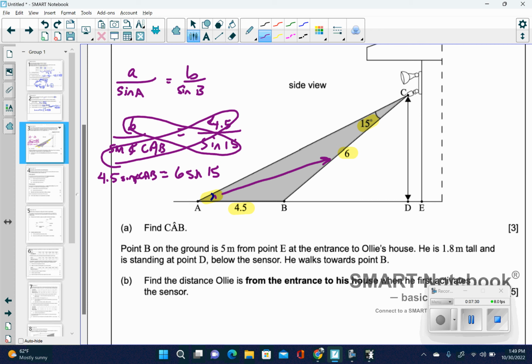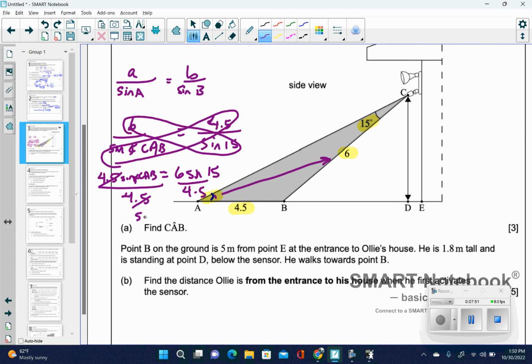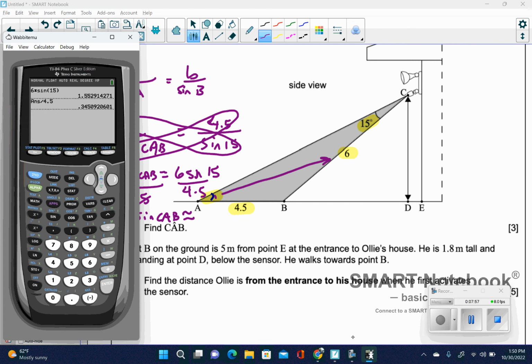What is with my handwriting today? Whatever. And then we're going to divide both sides by 4.5. This cancels out right here. So you're going to take the number that we got, which is this right here, and we're going to just divide it by 4.5, hit enter. All right, so now we know that the sine of CAB is equal to about 0.345.